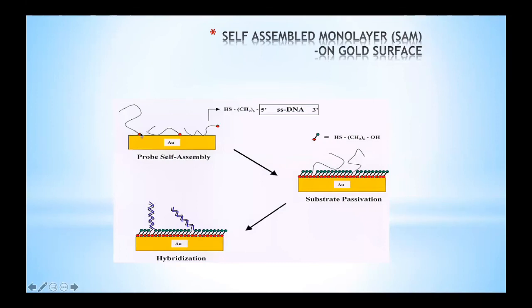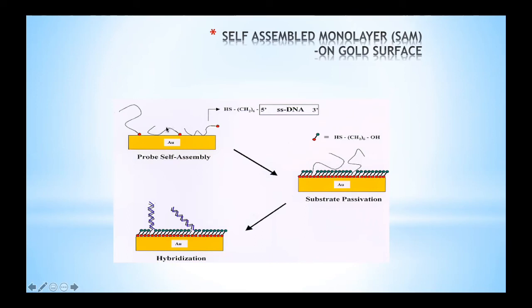If you can see here, the red dots represent the thiol groups. So by right, if you expose the thiolated DNA to the gold surface, they will automatically self-assemble on top of the gold surface. But unfortunately, there are a few issues because you might end up having the DNA or biomarker behave like this.